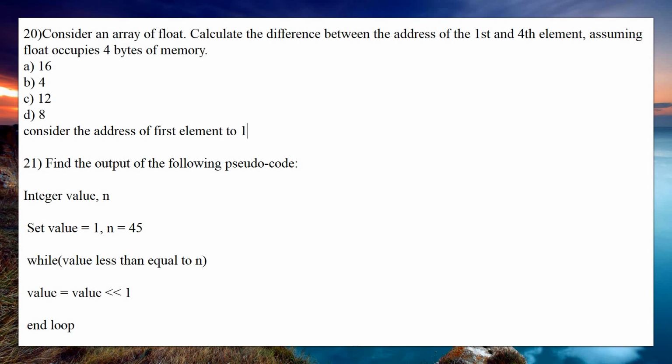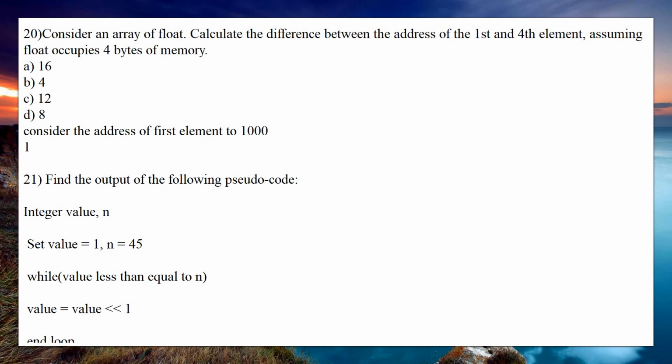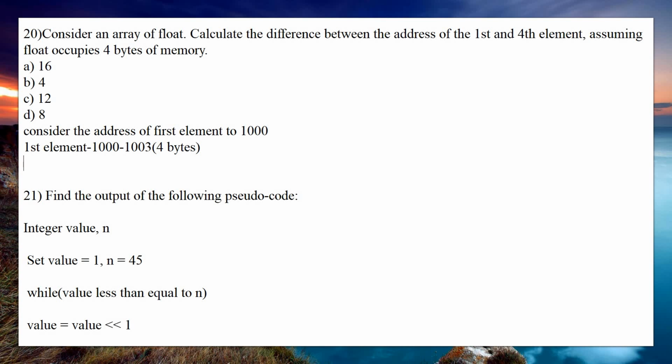So we shall consider the address of the first element as 1000. Next, it is of 4 bytes: 1000, 1001, 1002, 1003. They have told us the floating point is of 4 bytes. Similarly, the next one is the second element. The second element will start at 1004, and it will go up to 1007: 1004, 1005, 1006, 1007, which again is of 4 bytes.